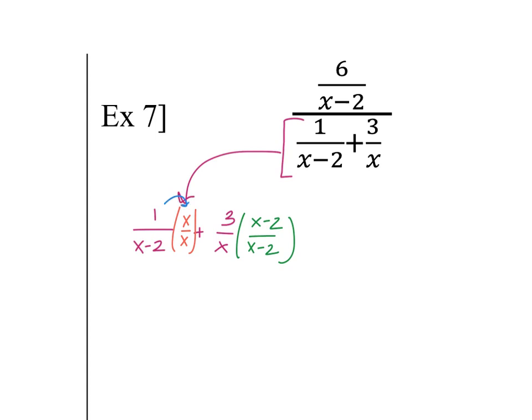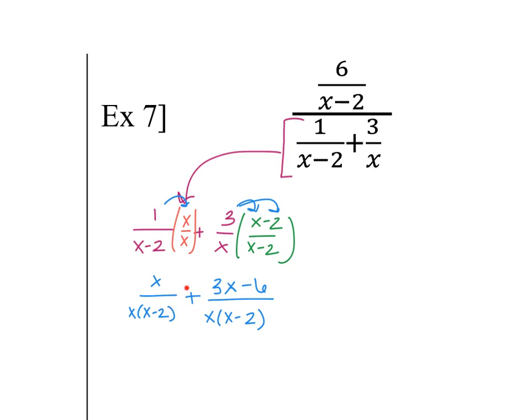So 1 times x makes an x. Then leave your denominator in factored form. We don't really need to worry about multiplying the denominator back together. Multiply your numerators. It's usually simpler anyway. 3x minus 6. And then leave your denominator in factored form. These are, in fact, the same.